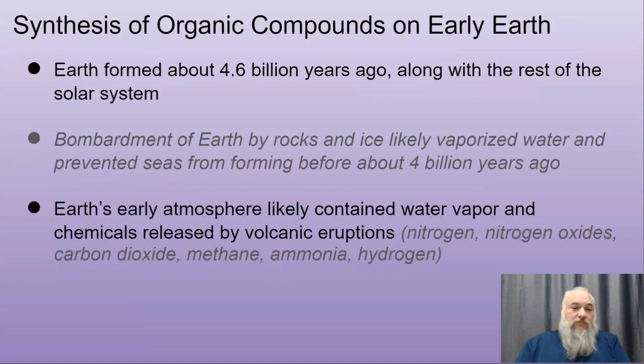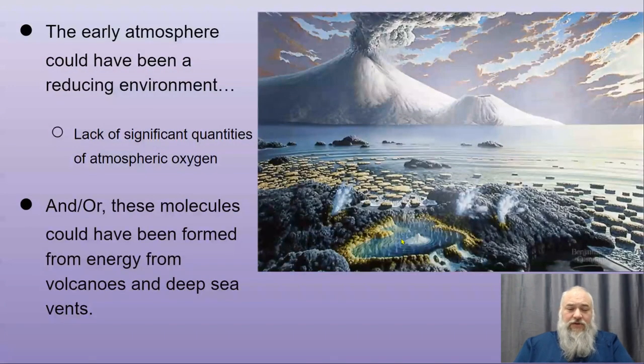So, organic compounds synthesized on early Earth? Yeah. Our atmosphere contained all sorts of stuff. Water vapor, lots of water vapor, because early on, pretty much all the water was in vapor form. It was too hot for it to be in liquid form for a while. And lots of chemicals released by volcanic eruptions: nitrogen, nitrous oxides, carbon dioxide, methane, ammonia, hydrogen. Probably not a lot of oxygen, okay? Which means the early atmosphere could have been a reducing environment.